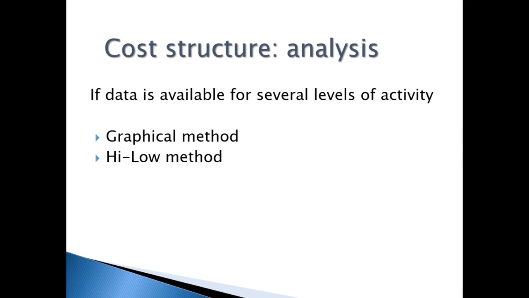Right. If data is available for several levels of activity, we can work out what the fixed and variable elements are in a semi-variable cost. There are two ways of doing it, the graphical method and the high-low method.